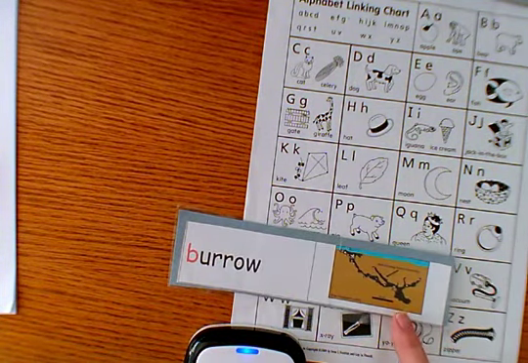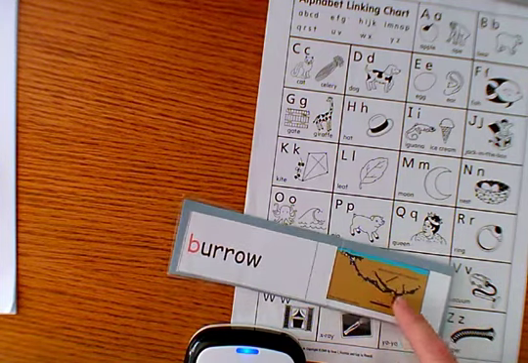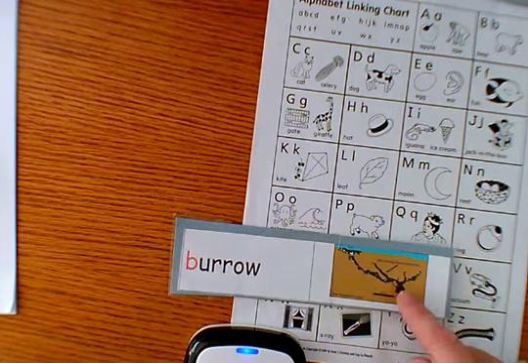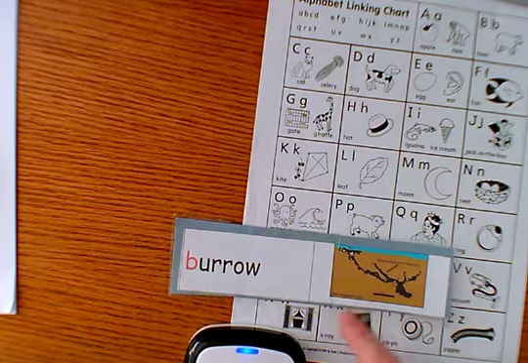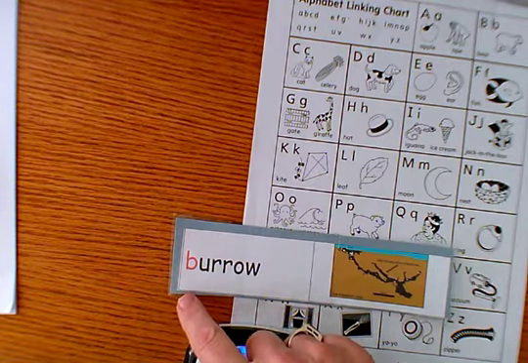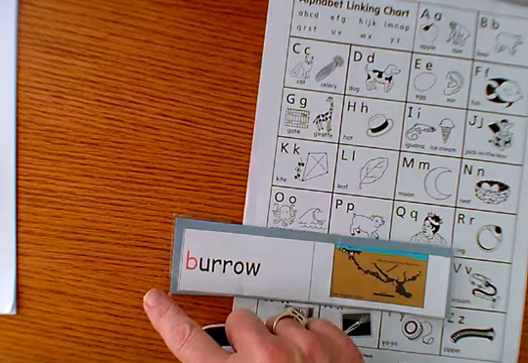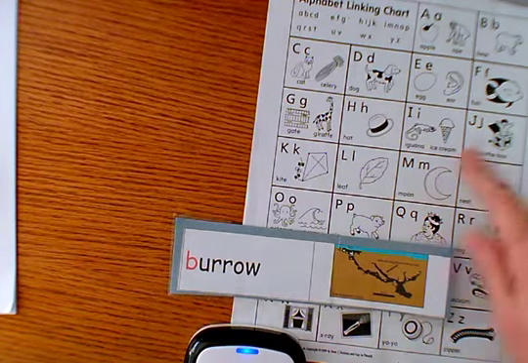This is a picture of a burrow. A burrow is going to be found under the ground. Here's where the ground is, and going down below there's little tunnels and little places to live, and a burrow is where our snake is going to live, and other animals burrow in the ground as well. Big, little. What begins with, say the sound, say the word, B.